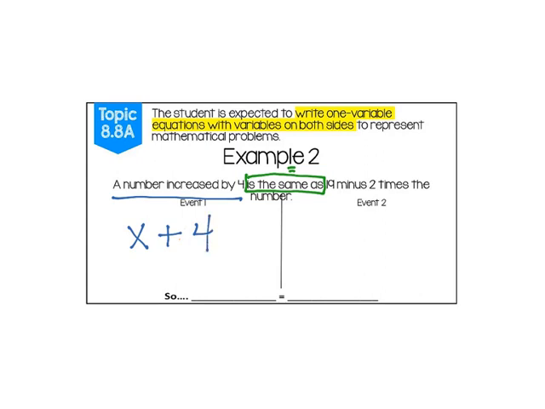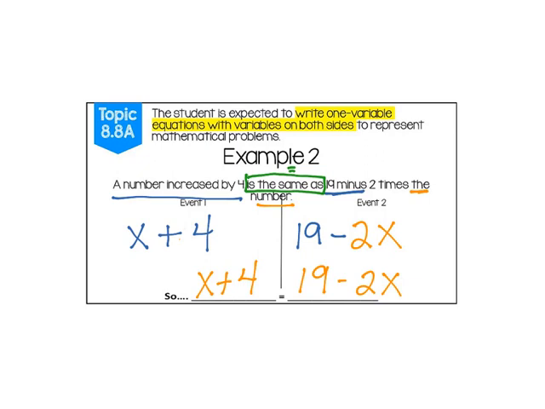Okay? Part 2, or to the right side, 19 minus 2 times the number. Well, it's very simple. 19 minus 2 times a number. So there's our variable, that number. We don't know the number, but we know we're going to multiply it by 2. So 2x. And then lastly, we just set them equal to one another. x plus 4 is equal to, or is the same as, 19 minus 2x.